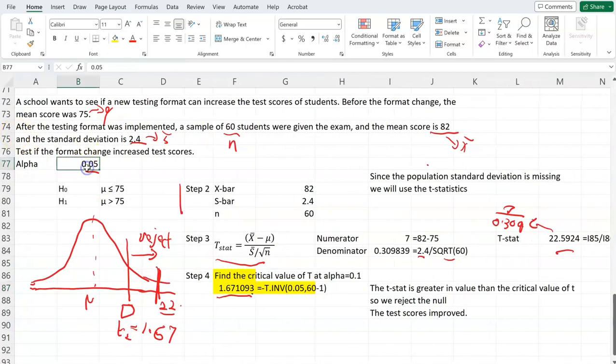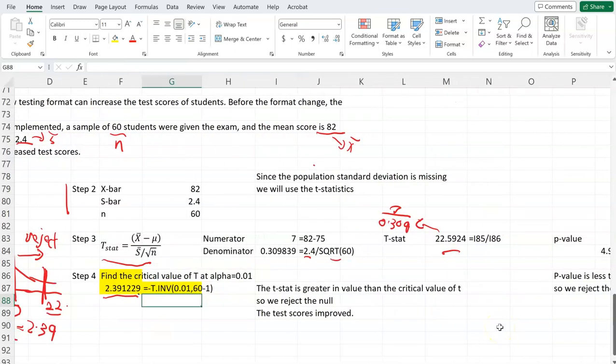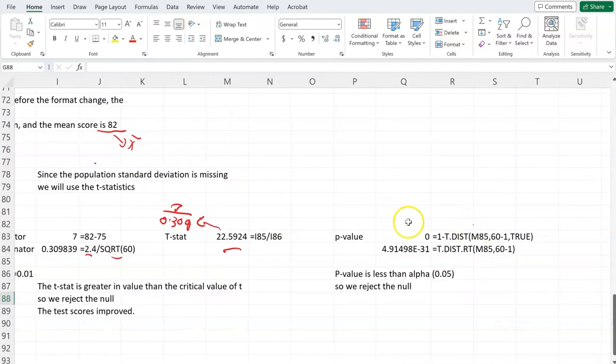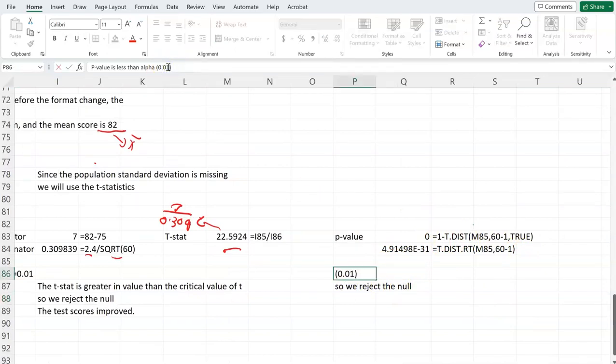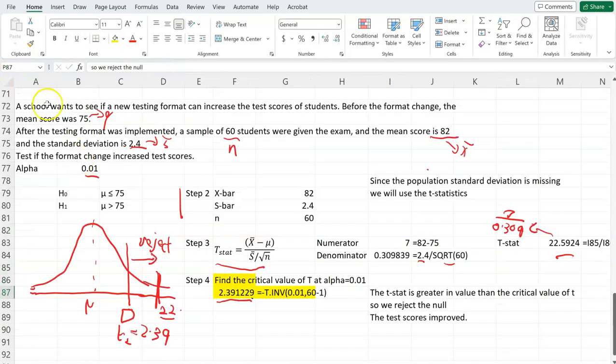Now if I were to change this alpha to 0.01, I would do the same thing. I would change this alpha to 0.01. And the t-value would now be 2.39. So my critical value would be updated to 2.39. And I would say that the t-stat, same thing goes here. P-values, everything stays the same, but I just need to update my alpha to 0.01. So this is what I would do for testing with the t-stat.